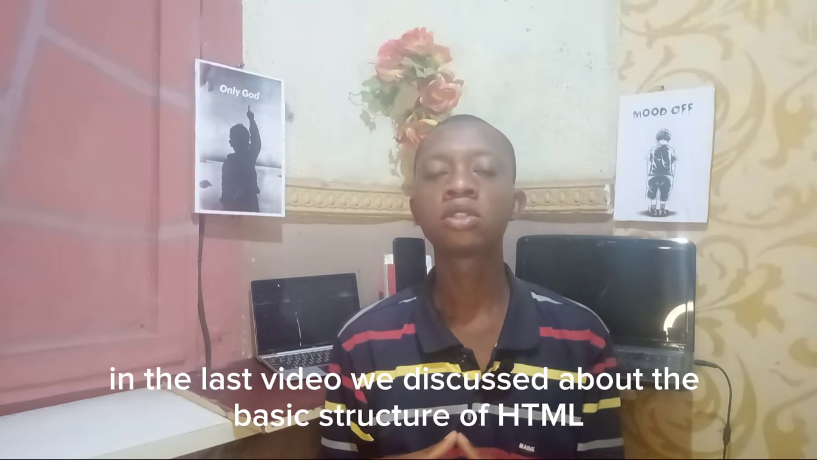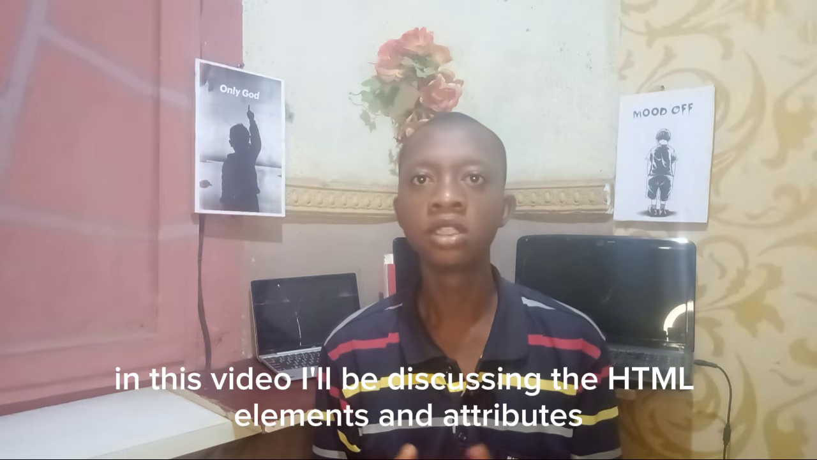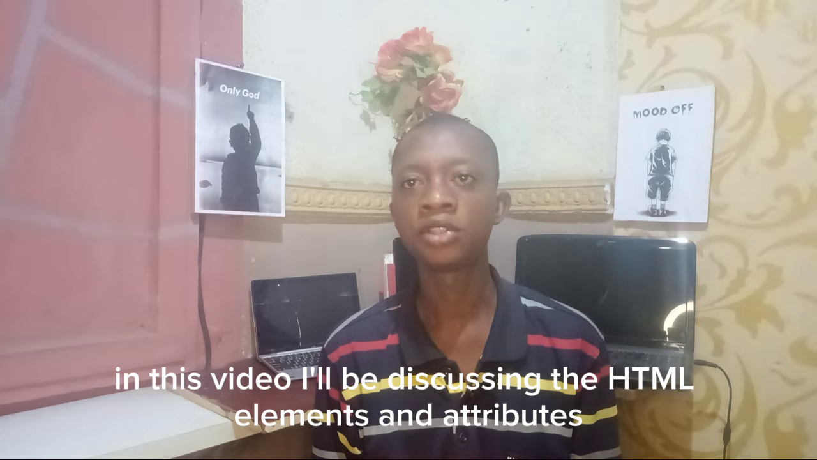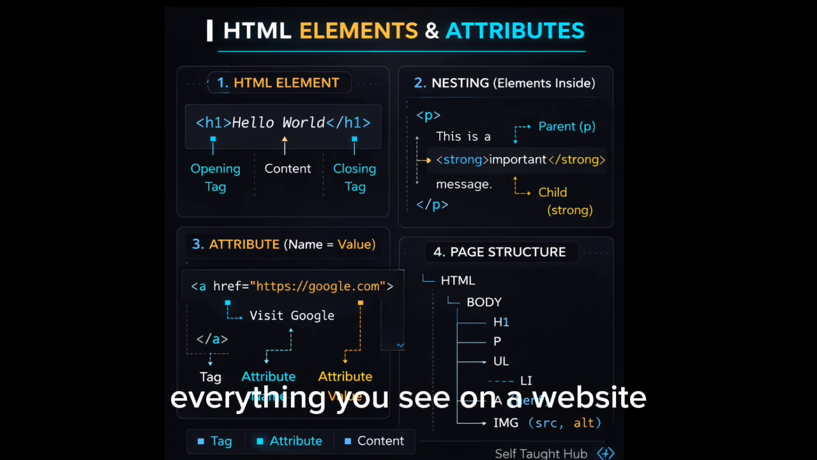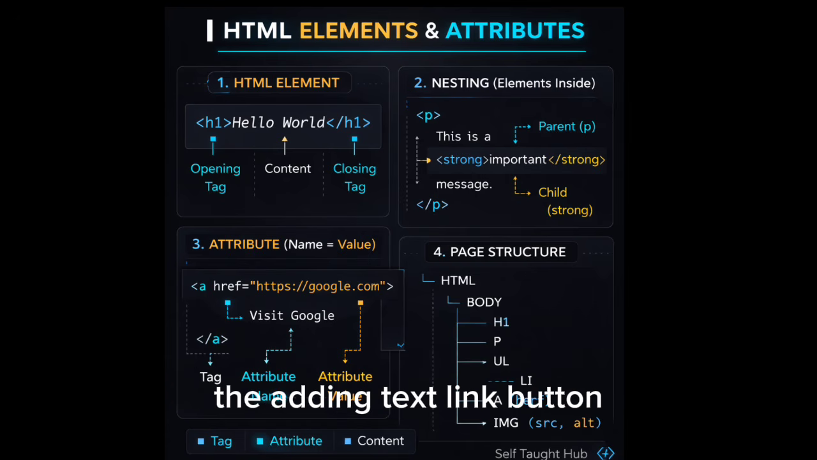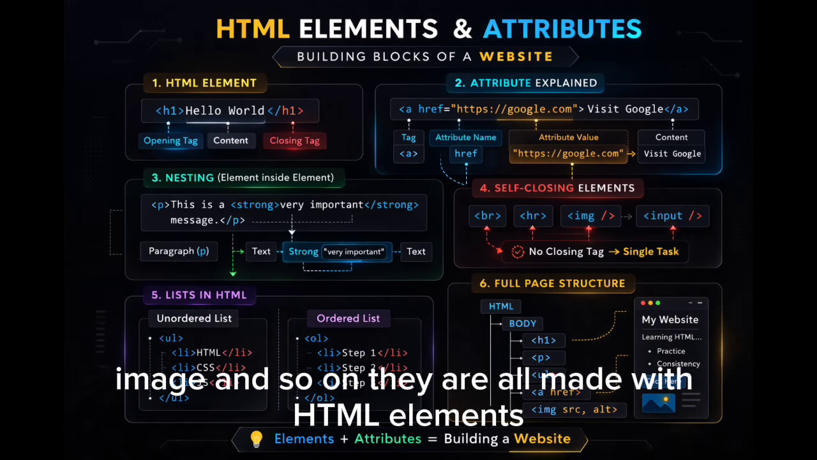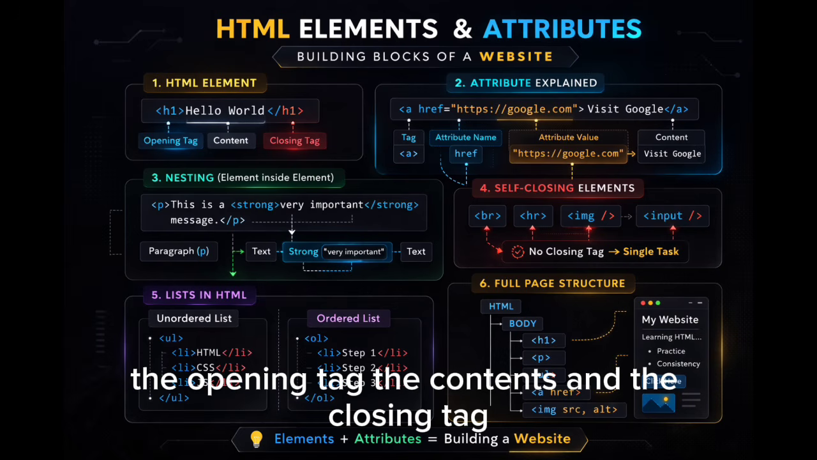In the last video, we discussed the basic structure of HTML. In this video, I'll be discussing HTML elements and attributes. An HTML element is what creates content on a web page. Everything you see on a website, the heading, text, link, button, image, and so on, they are all made with HTML elements. Most HTML elements have three parts: an opening tag, the content, and a closing tag.